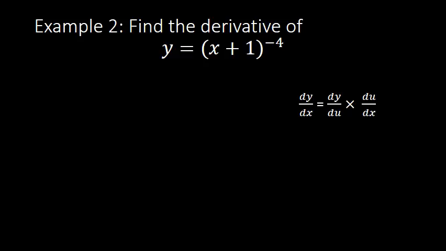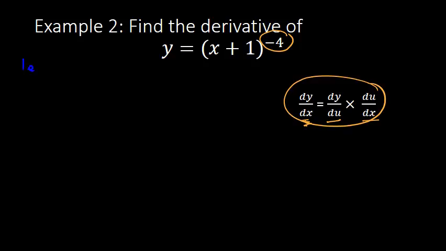This second example has a feature that is a little more peculiar than the one we just did. We have a negative power. Now we're going to show that the chain rule will still operate as it did before. The derivative of the function dy dx is going to be the derivative of y with respect to u times the derivative of u with respect to x. So we need to again break this thing down into its parts.